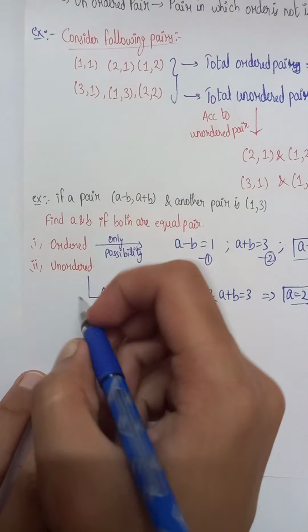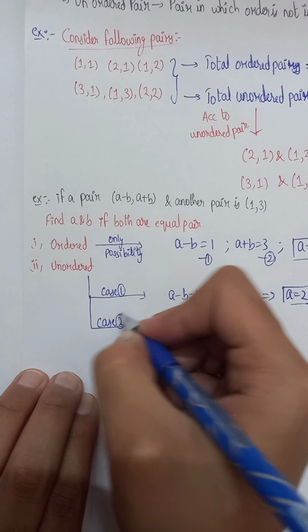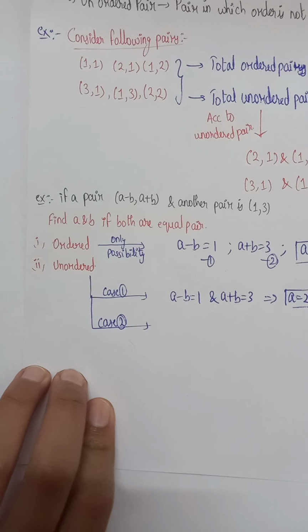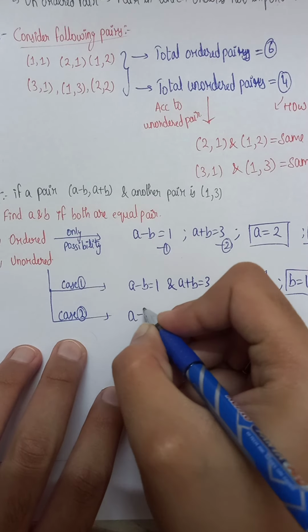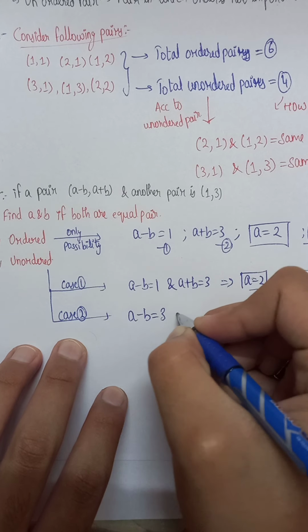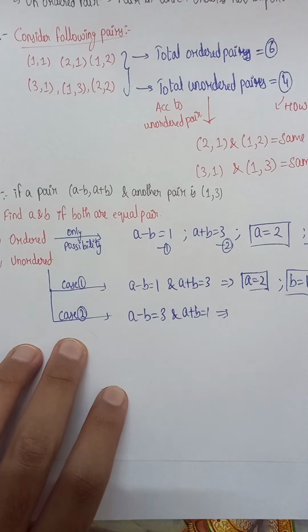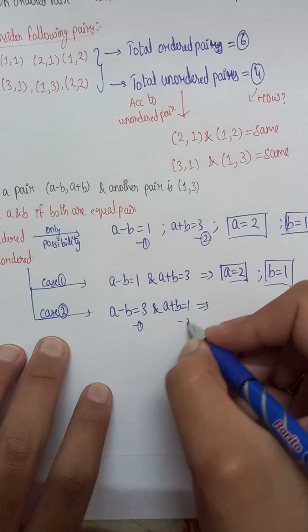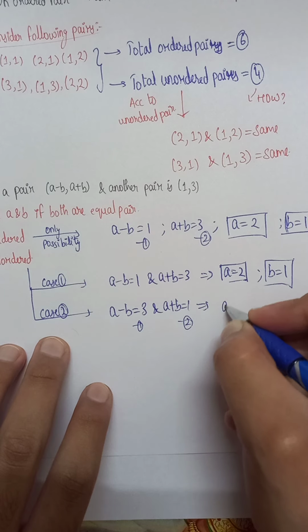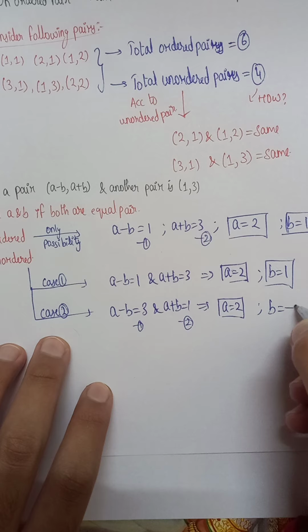What is case number 2? Remember the definition: unordered pairs means order does not matter. Order does not matter, so therefore we can write it like this also, right? a minus b is equal to 3 and a plus b is equal to 1. By solving these linear equations, that is equation number 1 and equation number 2, you get the value of a is equal to 2 and b is equal to minus 1.